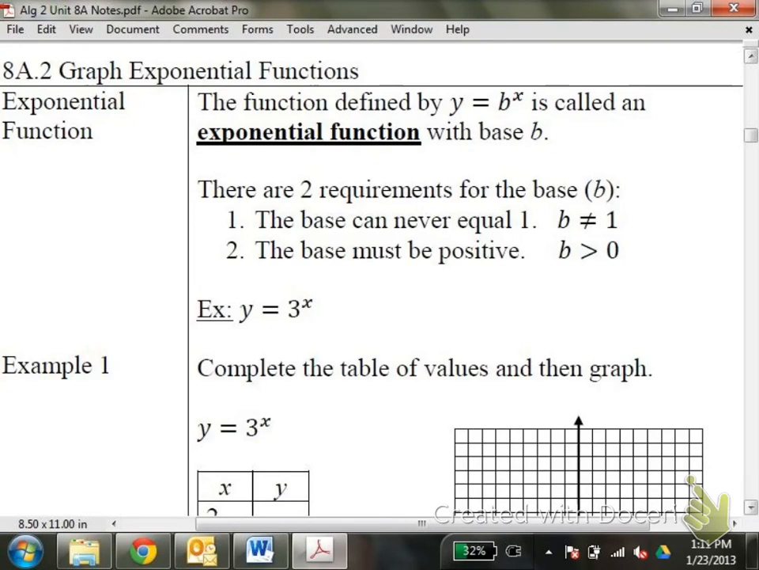Okay guys, so 8A.2. Today we're graphing the exponential functions. I need to actually give you the official definition of an exponential function though. It is defined by y equals b to the power of x. That is called an exponential function with base b. So that's where the whole base thing comes in. Okay?